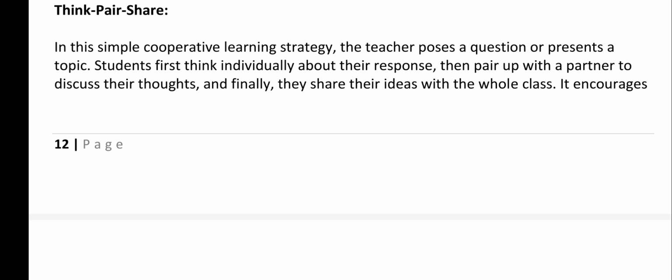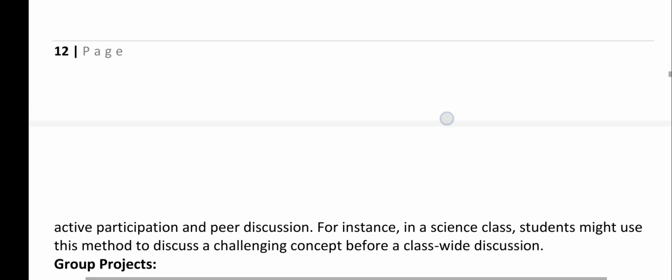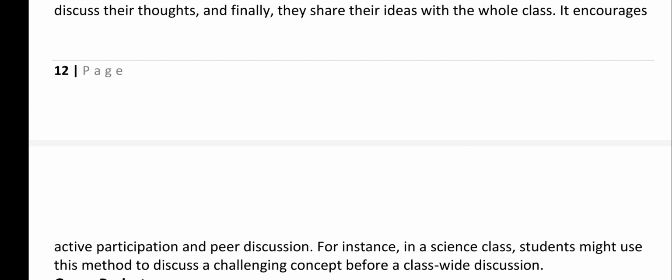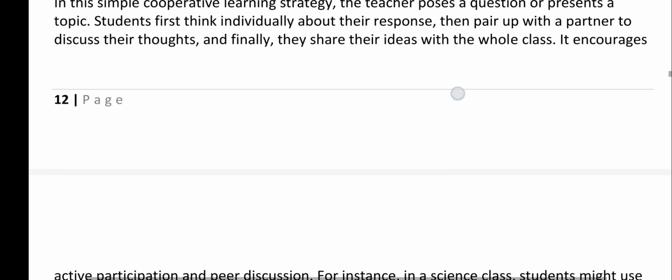Think, pair, share. In this simple cooperative learning strategy, the teacher poses a question or presents a topic. Students first think individually about their responses, then pair up with a partner to discuss their thoughts, and finally, they share their ideas with the whole class. It encourages active participation and peer discussions. For instance, in a science class, students might use this method to discuss a challenging concept before a wide discussion.